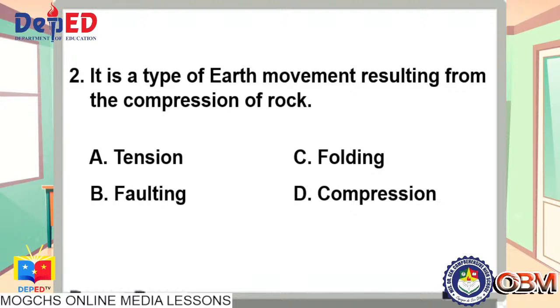Number 2. It is a type of earth movement resulting from the compression of rock. Letter A. Tension. B. Faulting. C. Folding. Or letter D. Compression.